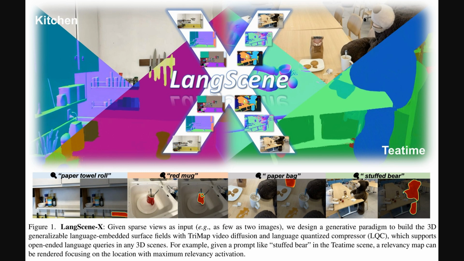Alright, so this first figure gives a great visual overview of the whole process. On the left and right, you see the inputs. Just a couple of images from two different scenes, a kitchen and a tea time scene. The model then uses a TriMap Video Diffusion process to generate a consistent 3D view. And to understand language, it uses something called a language quantized compressor, which is a clever way to efficiently embed language information. The result, shown at the bottom, is that you can query the scene with text, like stuffed bear, and it highlights exactly where that object is.